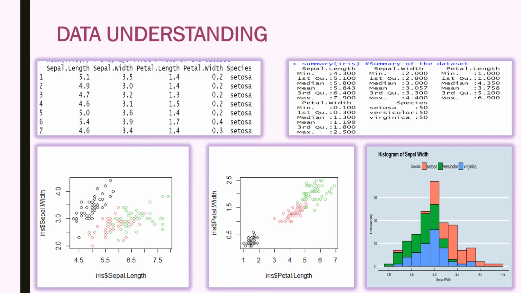The first chart shows the first few rows of the data set, and the second chart talks about the summary of the data set, where it shows the minimum value, maximum value, mean, and median of the variables. And these two charts talk about the scatter plot, and it shows how the data points have been populated. And this talks about the histogram of the sepal width and its frequency.